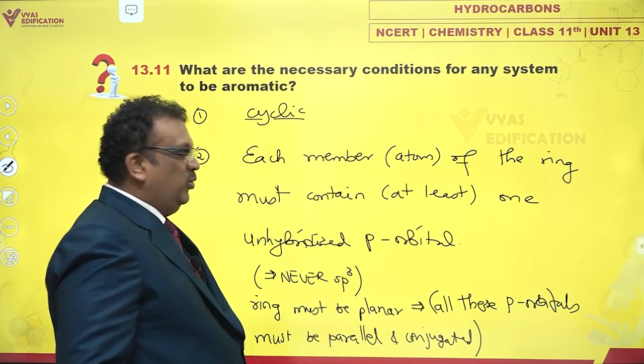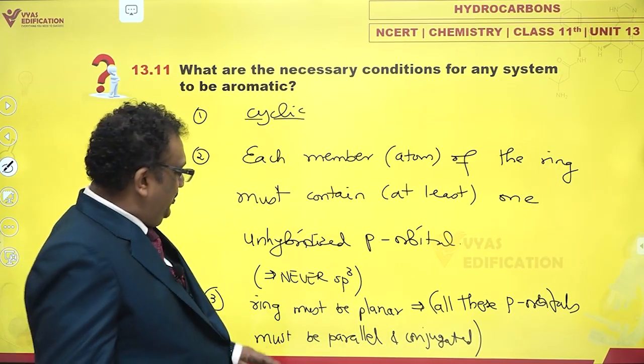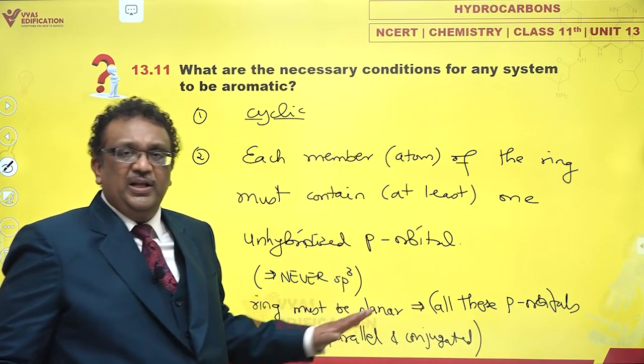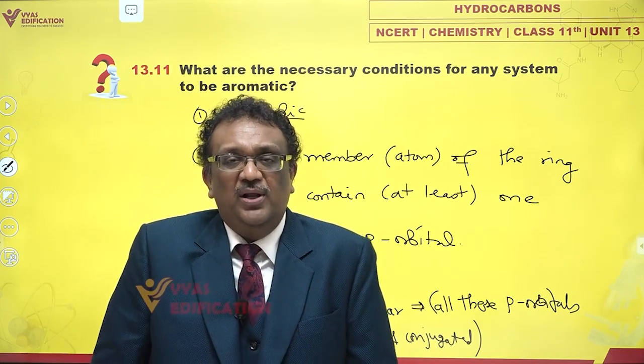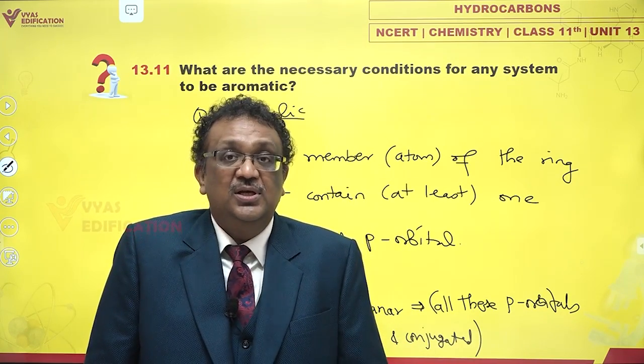They say, we are not able to see the molecules, how do we know this? Very simple. If the ring portion of the molecule is planar, automatically all these unhybridized p orbitals would become parallel and they would become conjugated. You don't have to worry about this.